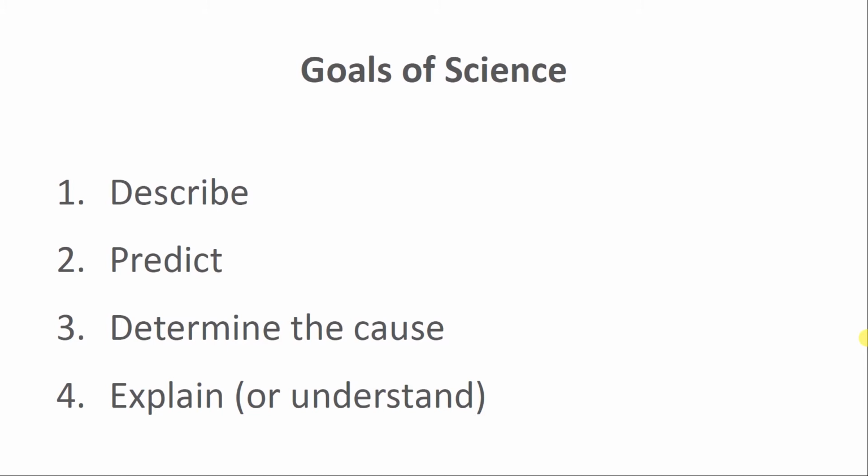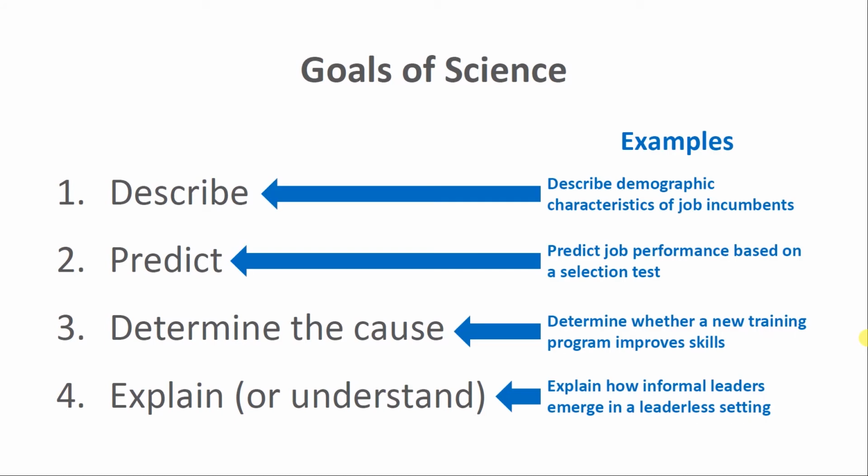So what are the traditional goals of science and the scientific process? Well, typically we can think of science revolving around 4 different goals. And these are to describe, predict, determine the cause, and explain or understand some phenomenon of interest. So, for example, if we think about an organizational or business context with different employees or job incumbents, we might think of these examples. So if our goal is to describe something, a particular phenomenon of interest, we might be describing, for example, demographic characteristics of job incumbents to understand maybe the level of diversity within our organization or within specific units. And this is descriptive in nature, as the name implies.